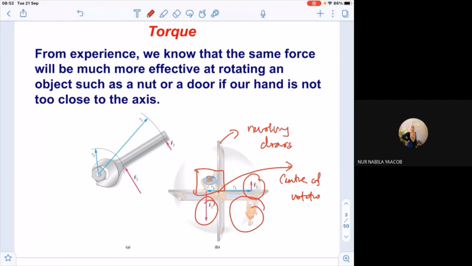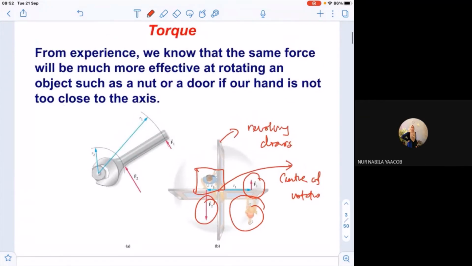If the girl tries to move towards the center of the rotation, what will happen? Is she going to have some trouble making the door rotate? Yes or no? We will see what happens to her and to the man. From experience, we know that some forces are much more effective at rotating an object. Force is useful in rotating an object.